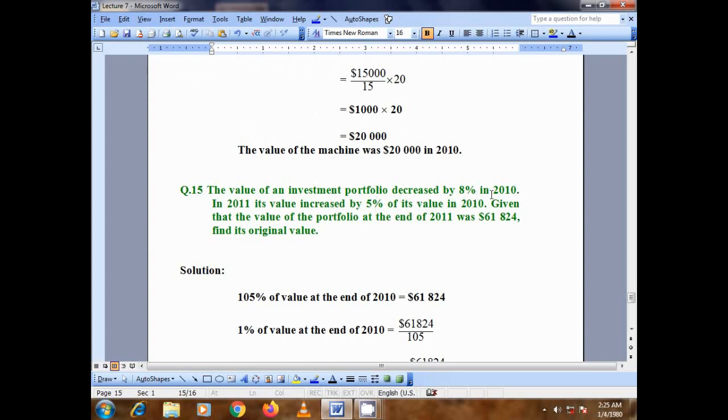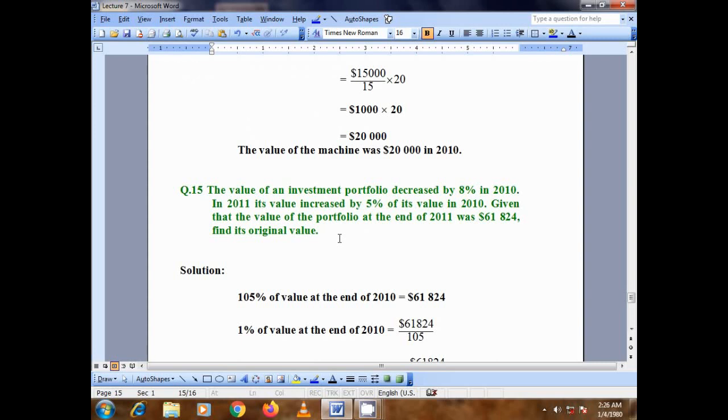Now question number 15. The value of an investment portfolio decreased by 8% in 2010. In 2011, its value increased by 5% of its value in 2010. Given that the value of the portfolio at the end of 2011 was $61,824. Find its original value.